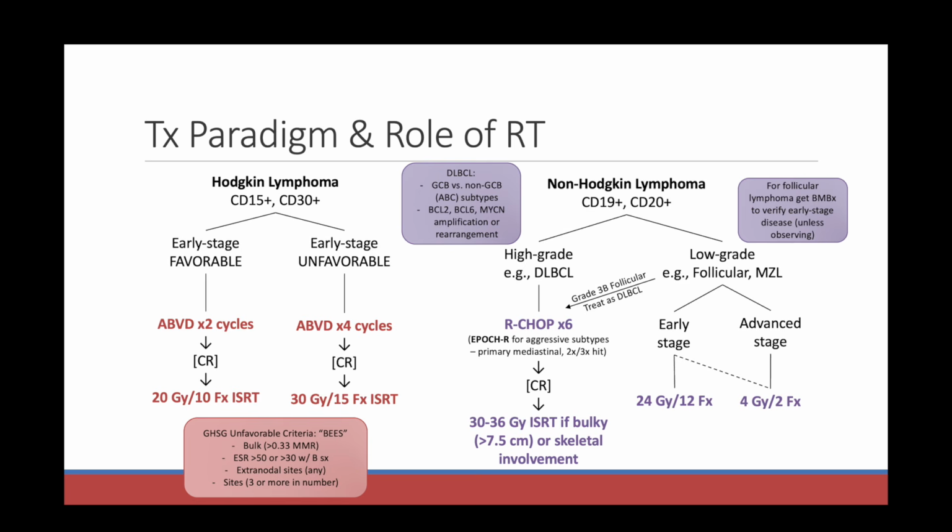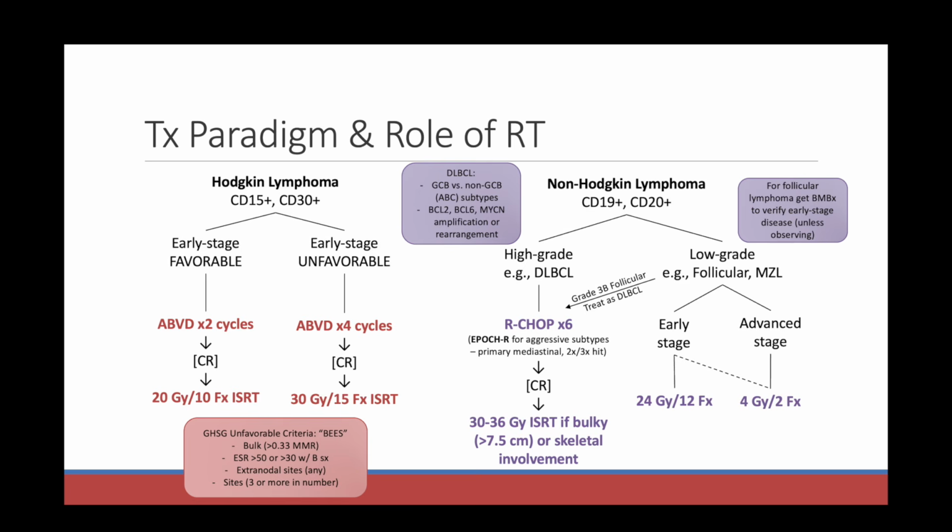And of course, if they don't have a complete response on interval PET scan, then you give them more chemotherapy, and then you probably need to give them a higher dose of radiation, at least 30 gray, if not even closer to 40 gray if they still have residual disease. So that's Hodgkin in a nutshell.